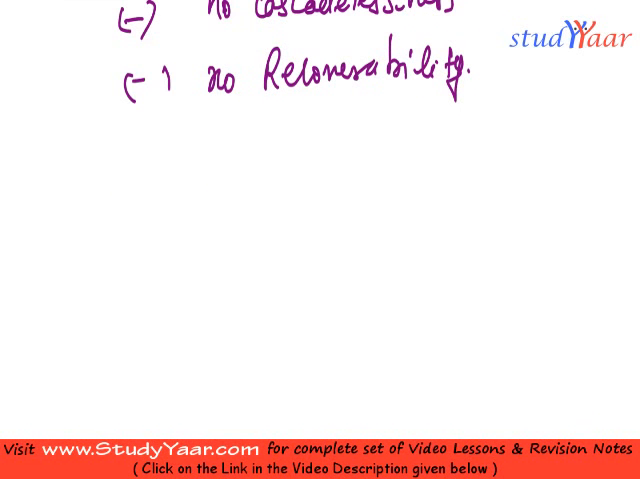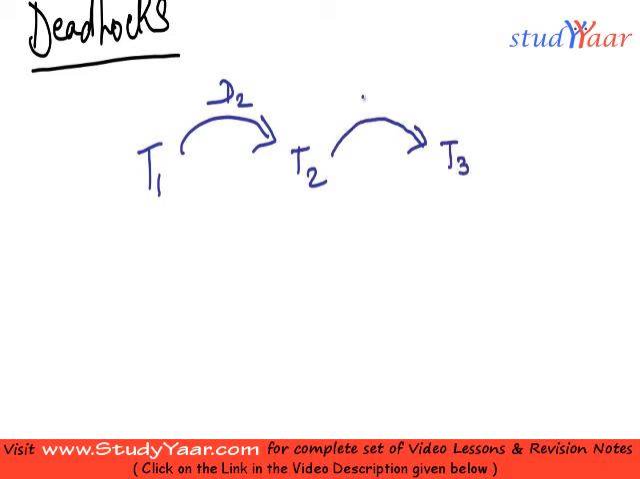Now we are going to take a look at deadlocks. We already know what a deadlock is. A deadlock is a cyclic wait condition, which means T1 is waiting on T2 to release, let's suppose, D2, and T2 is waiting on T3 to release D3, and T3 is waiting on T1 to release, let's suppose, D1.